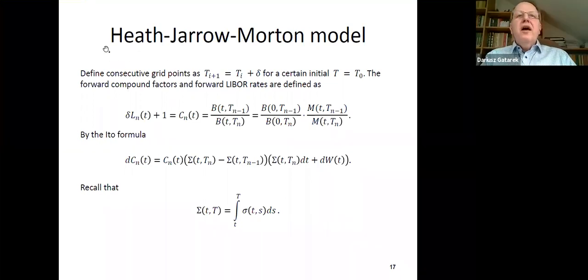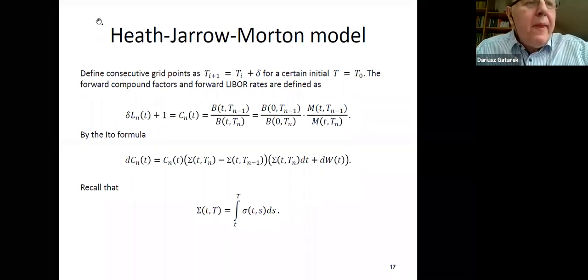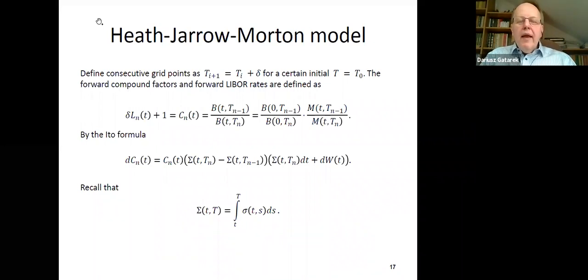Let's move to the applications. So after that violent critique of short rate models, which are still in use in industry, less and less, because, you know, there is some progress in research and in implementations, but tradition is important as well. So let us move to the Heath-Jarrow-Morton model.